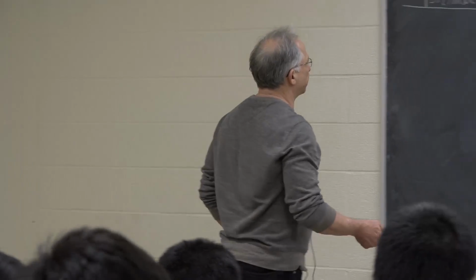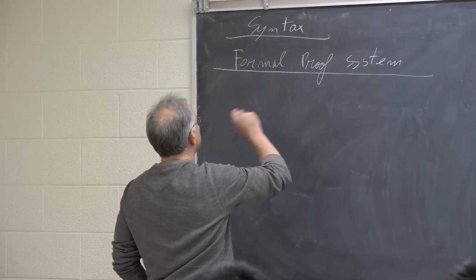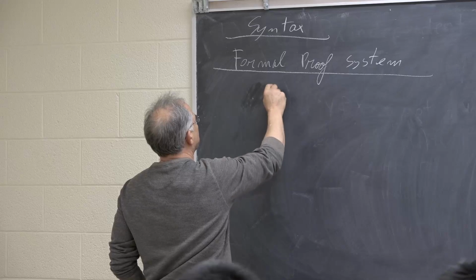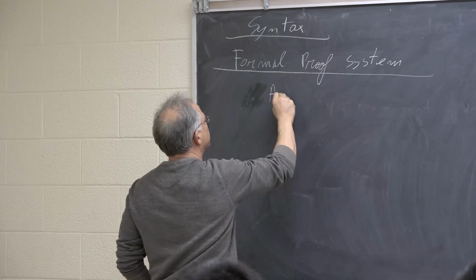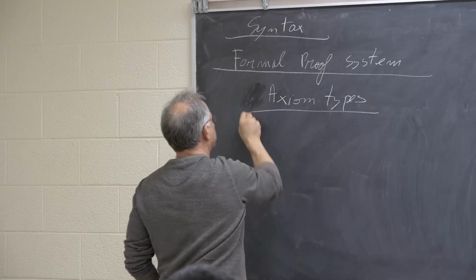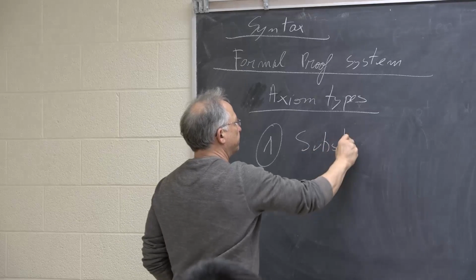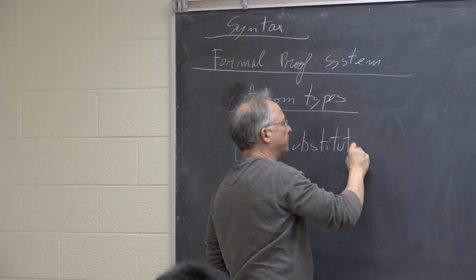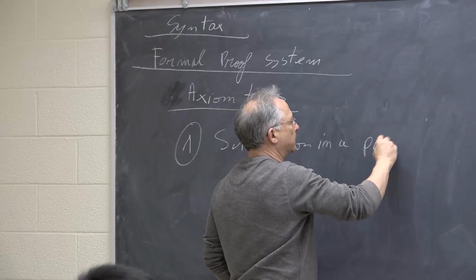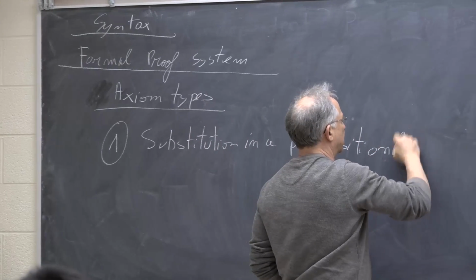as an inductive set. So the set of axioms is the closure. So here are axiom types. And we said that the first one was substitution in a propositional tautology.